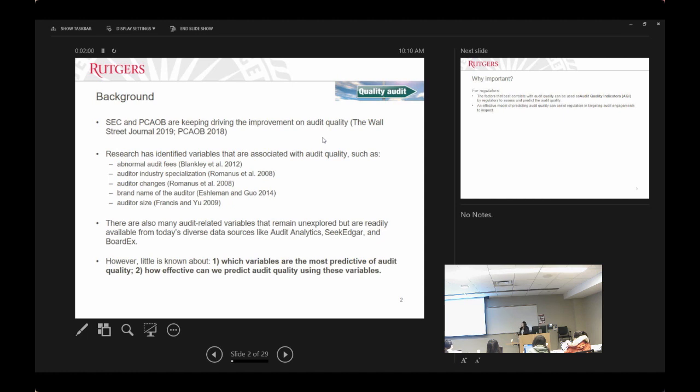So we want to ask these two questions. First of all, among all the variables that have been studied in the literature and the variables that have not been explored, which of the variables are more related to or associated with audit quality? That's the first question. The second question is, can we use these variables to effectively predict audit quality? So those are the two questions we want to ask.